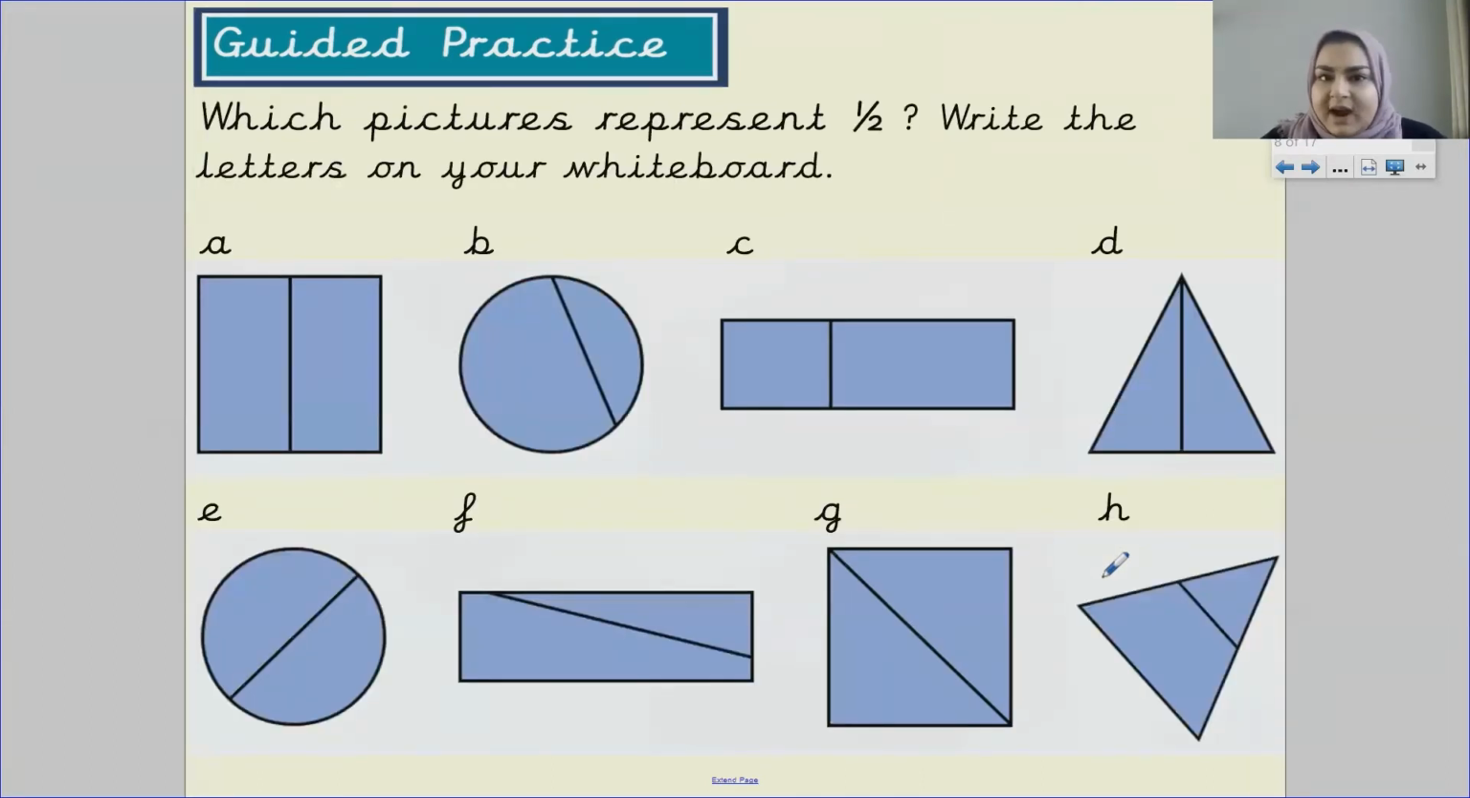Now, guided practice number 3. Which pictures represent half? Write the letters on your whiteboard. On your whiteboard, I want you to write down the letters which represent a half. Remember that when you look at half, the parts need to be equal. So have a look and write down on your whiteboards which pictures represent a half, and then come back to my lesson when you're ready.